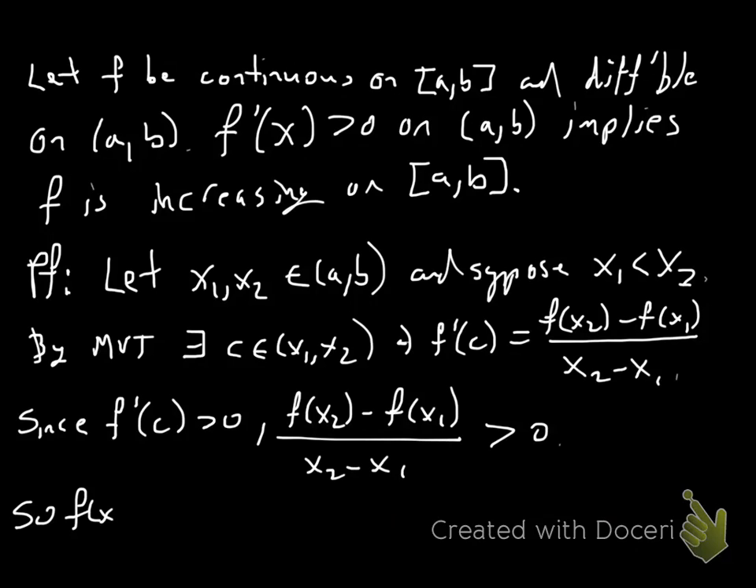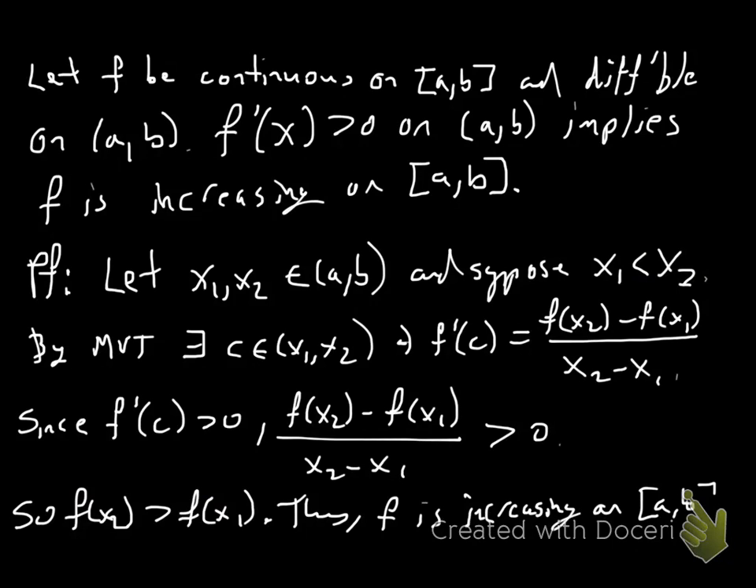So f of x2 is going to be greater than f of x1. In order for that to be positive, f of x2 has to be larger. And this fits our definition of strictly increasing: x1 is less than x2 implies that f of x2 is greater than f of x1. So we do have, in fact, that f is increasing. Now, the arguments for decreasing and constant are really similar. Let's suppose we have pretty much the same setup, other than our derivative will be negative.